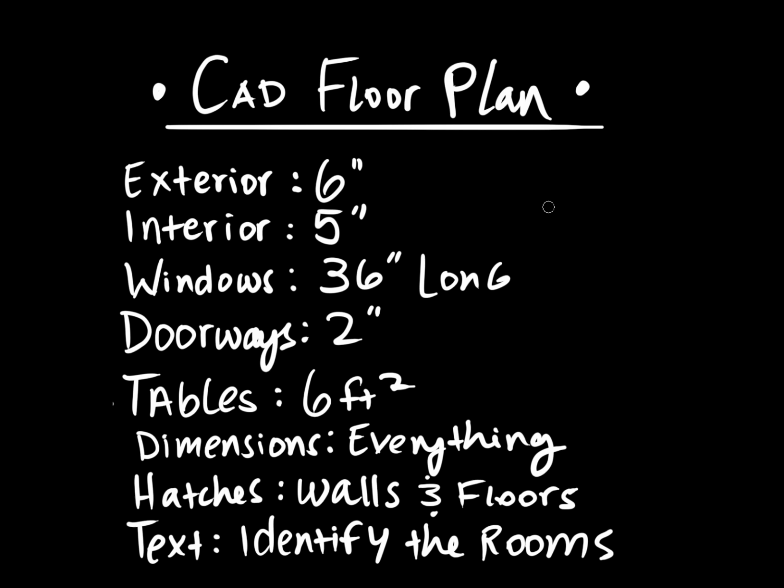6-inch thick exterior walls, 5-inch thick interior walls. Windows are 36 inches long. Doorways will all be 2 feet. Tables, 6 feet, square feet, I'm sorry. I want dimensions on everything. I want hatches on the walls and the floors. And I want text to identify every room.